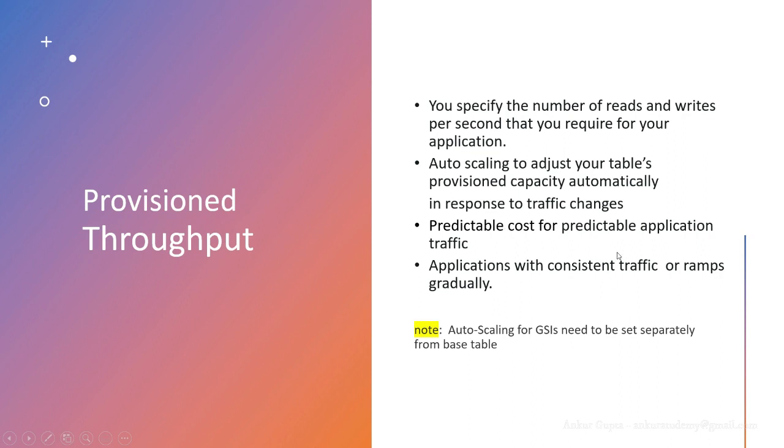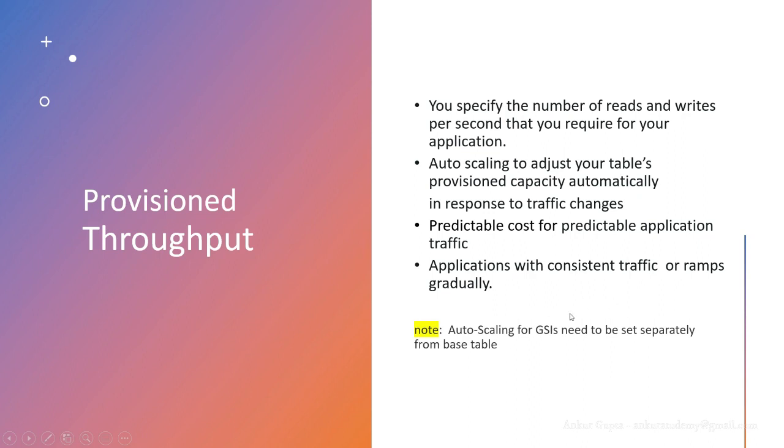Obviously provision throughput gives you more predictable cost for your application, so even if the load goes higher than your RCUs and WCUs throughput limits, you won't be charged extra. Your performance might degrade a little bit, but you will not be charged any extra cost more than what you have set as your throughput. Now provision throughput is also ideal for applications which have consistent traffic and ramps up and ramps down gradually. Important thing to note here is that if you have global secondary indexes, you need to set auto scaling separately for them from your base table.